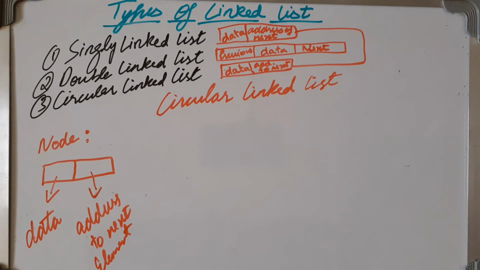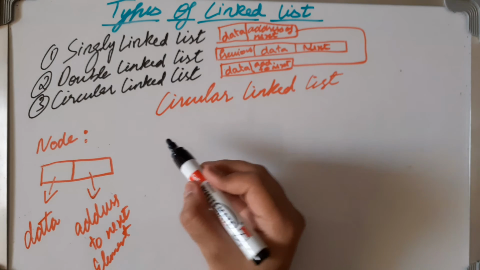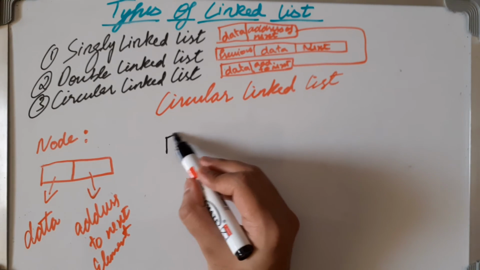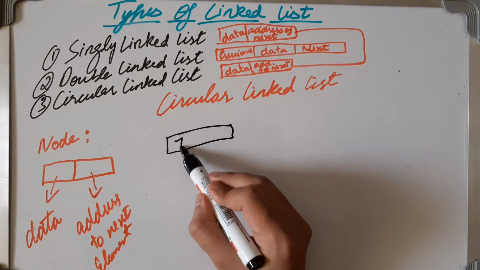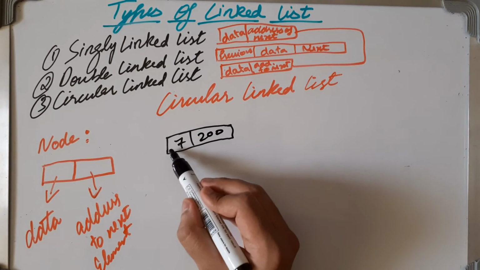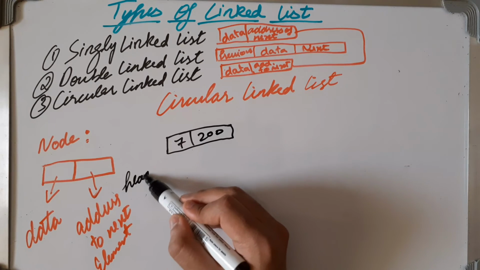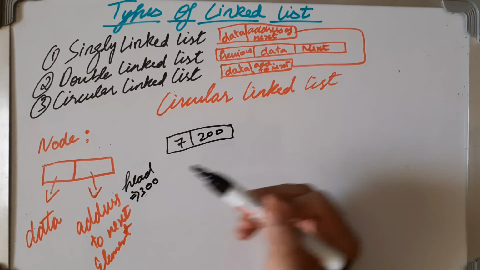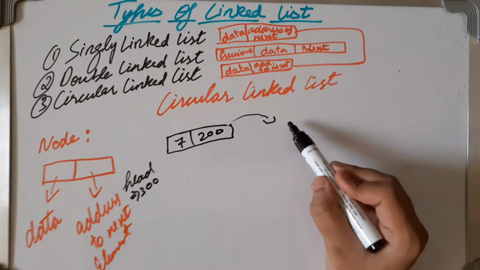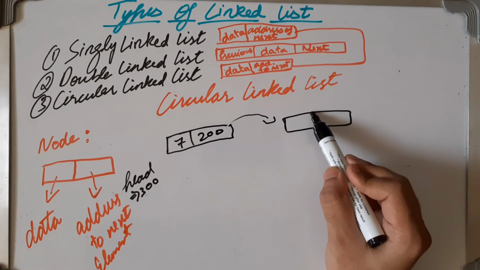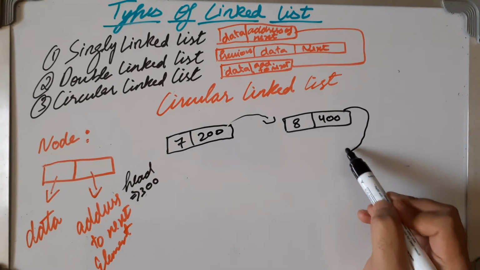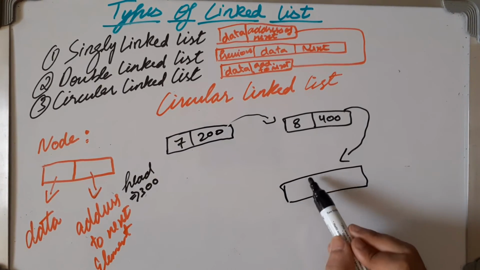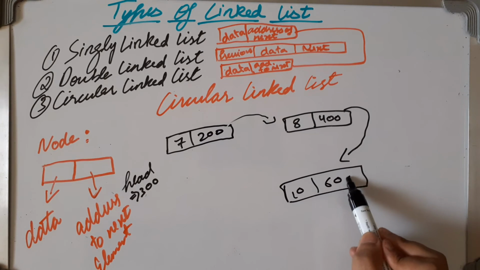But how is a circular linked list differing from a singly linked list? Now let me show. We are starting a circular linked list. It is having 7 and address 200. Suppose the head, which is a pointer, is pointing to it, and it is having address 300. Okay, it is pointing to the next, as you already know. So the next is having data 8 and address 400. It is pointing to the next. The next is having data 10 and address 600, suppose.